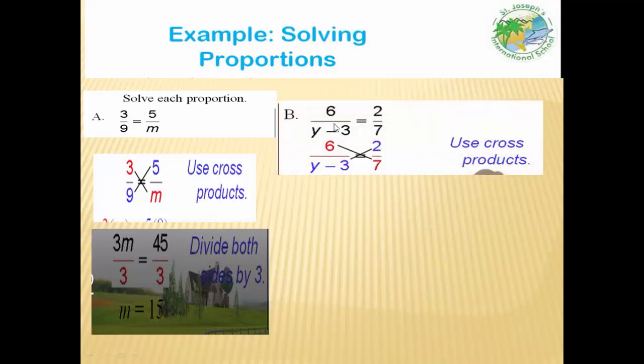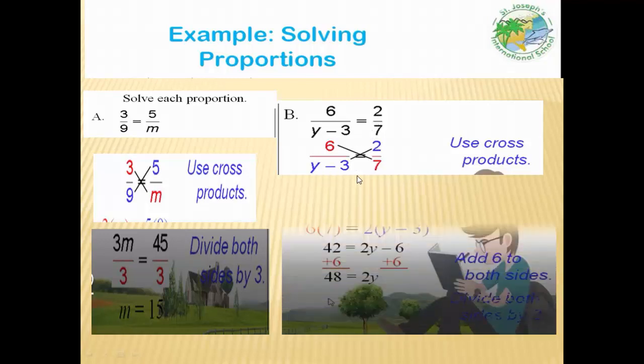Another example: 6 over y minus 3 equals 2 over 7. Then by cross products, 7 times 6 equals 2 times y minus 3. 6 times 7, between brackets, is 42, equals 2y minus 6.